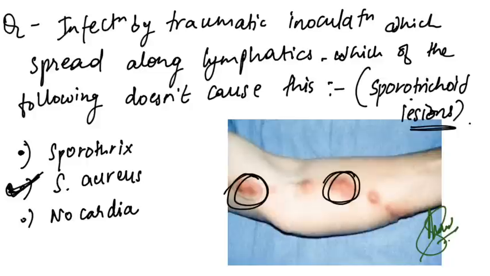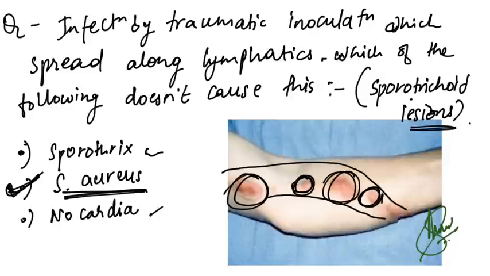Now, infection by traumatic inoculation which spreads along the lymphatics: which of the following does not cause this? So this is the picture given, and sporotrichosis lesions are given, so it is not seen in Staph aureus. It is caused by Sporothrix and Nocardia. These are the causative organisms. They can cause these kinds of lesions, but Staphylococcus aureus does not.